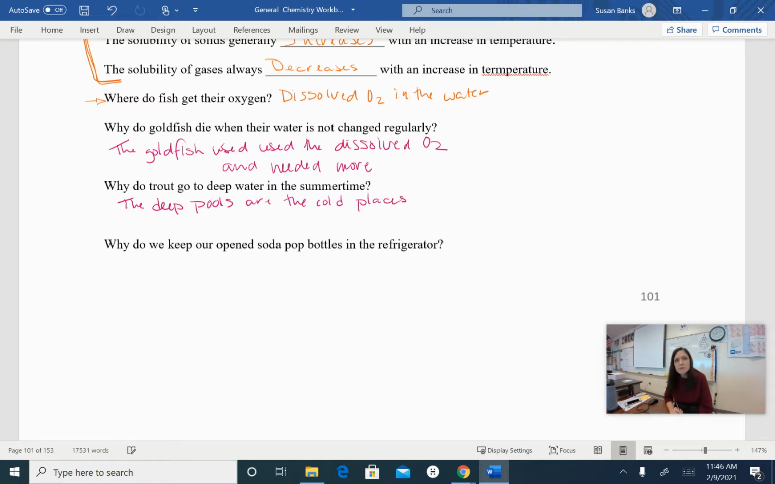And what did we say about the solubility of gas with temperature? We said it decreased as the temperature went up. So if temperature goes up, the solubility of the gas goes down. So if the temperature is cold, if the temperature goes down, the solubility is going to go up. So in those cold places, that actually has more oxygen than the rest of the stream. The cold places, or those deep pools, have more dissolved oxygen.